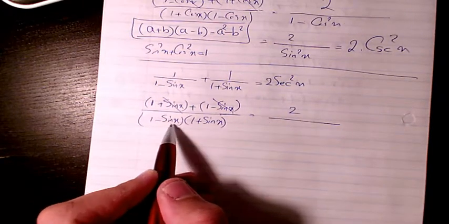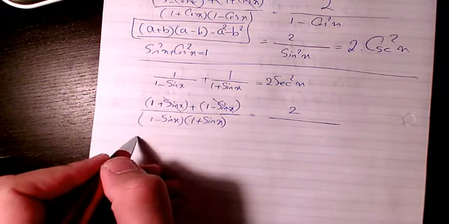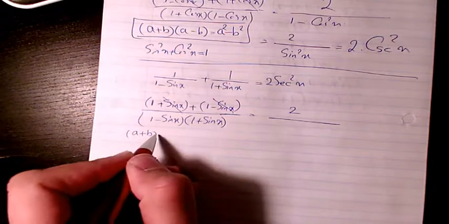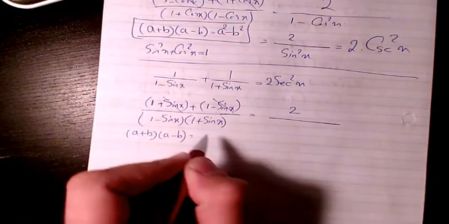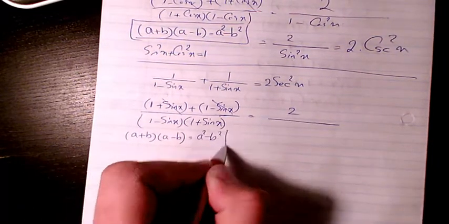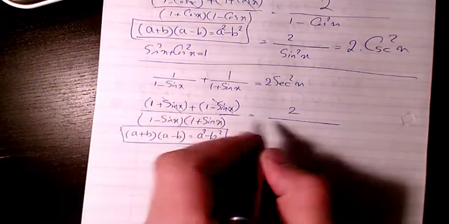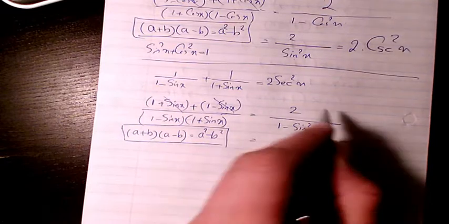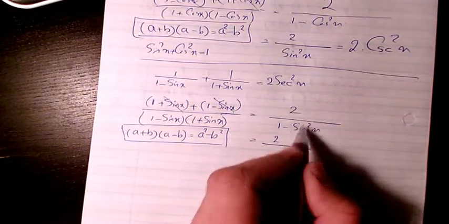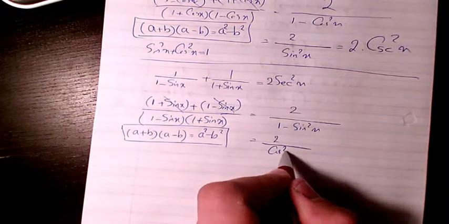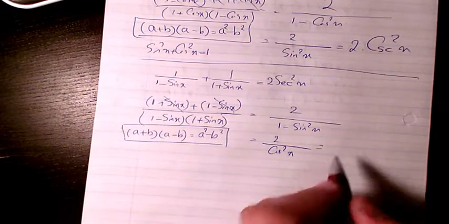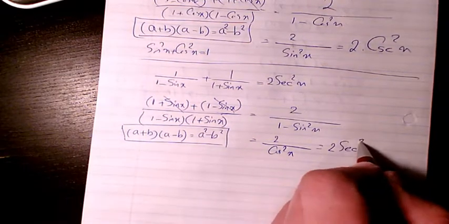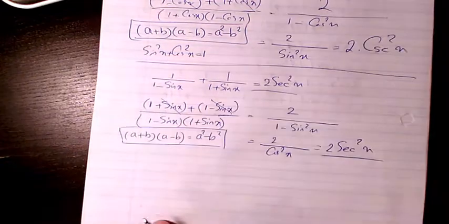And here I have 1 minus sine x times 1 plus sine x. So a plus b times a minus b will be equal to a squared minus b squared. So it's going to be 1 minus sine squared x. So then we have 2 divided by 1 minus sine squared, which is cosine squared x. So it's going to be 2 secant squared x. So that's going to be the answer.